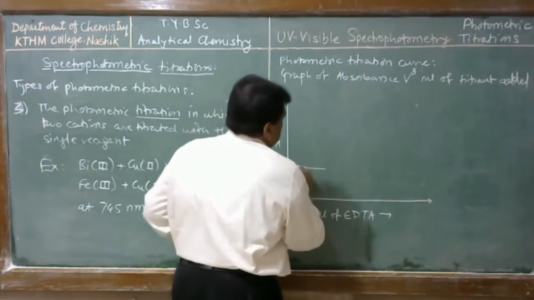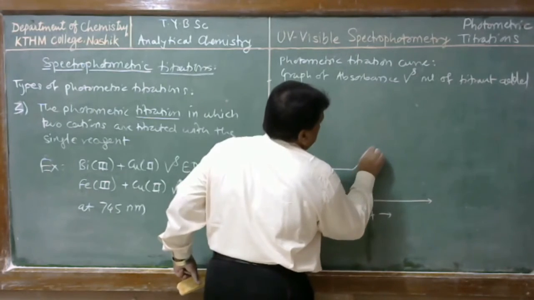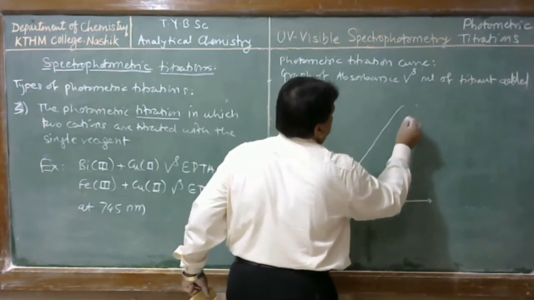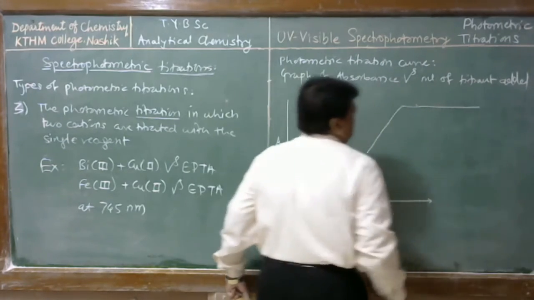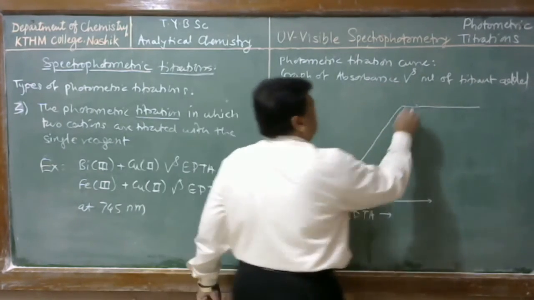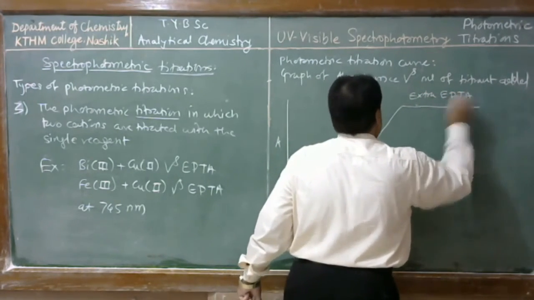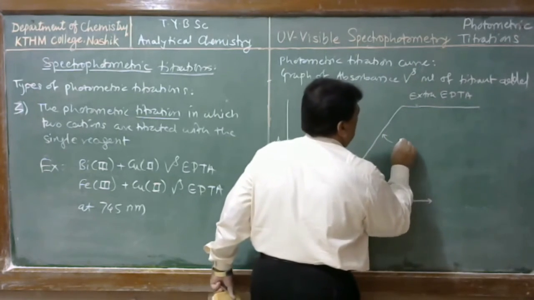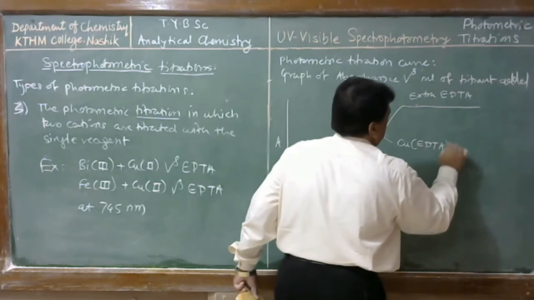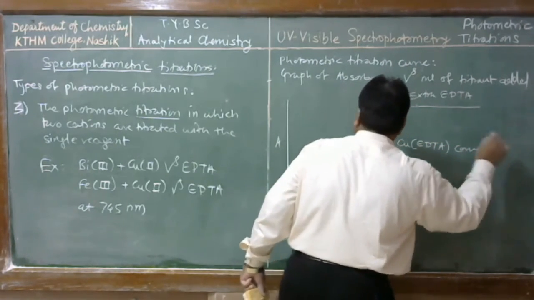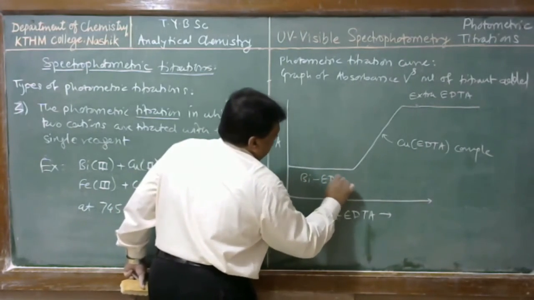Here, as long as there is bismuth or iron third in the solution, absorbance remains constant. It increases as copper second reacts with the EDTA, and after that absorbance is again constant. This is because of the extra addition of EDTA. This is because of formation of the copper EDTA complex, and this is because of formation of the bismuth EDTA complex.